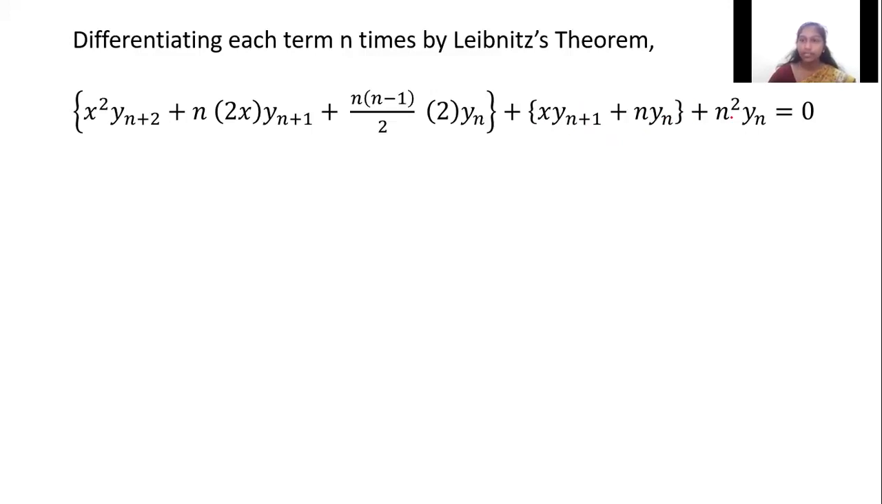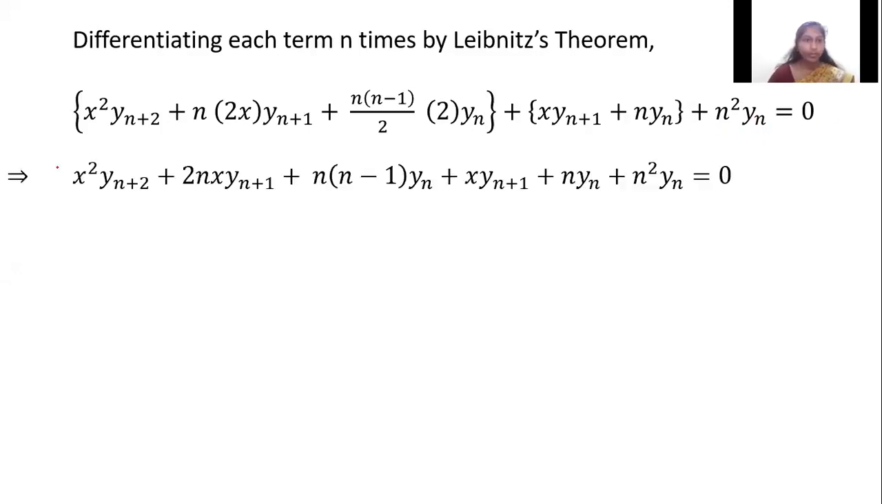Then the last term is n square y, whose nth derivative, I don't need to apply Leibniz theorem in this term because it is only one function, not a product of functions here. So it is n square y n, and the whole expression equals 0.